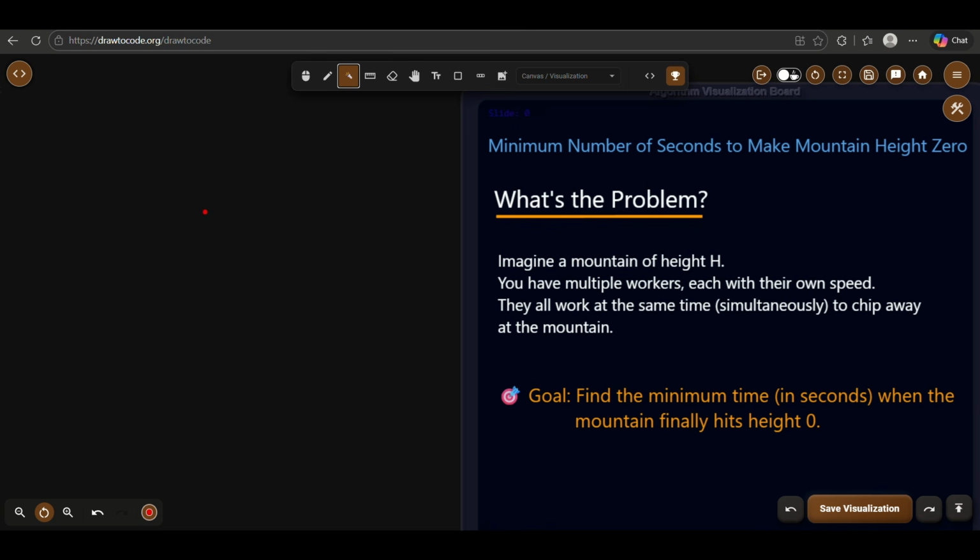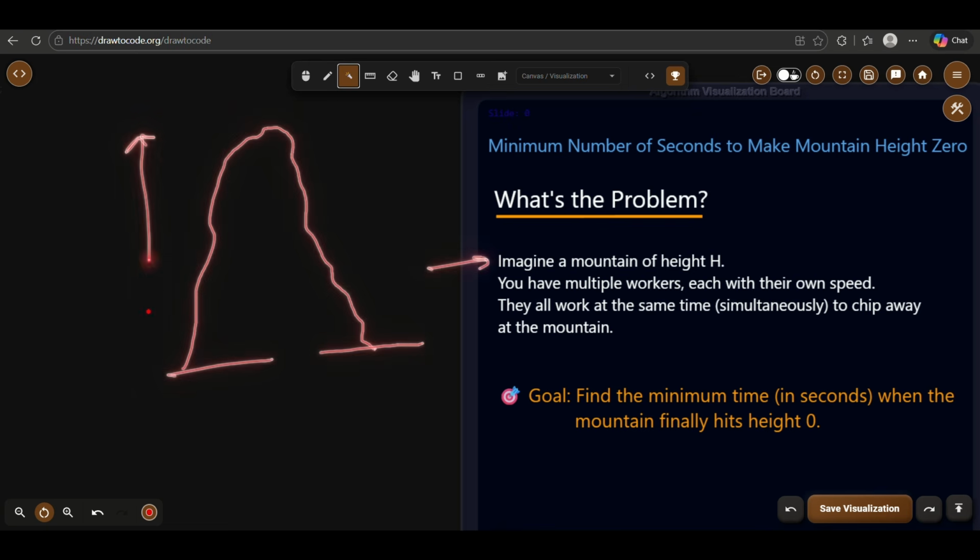Today we have one interesting coding problem from the LeetCode problem of the day, which is Minimum Number of Seconds to Make Mountain Height 0. So what is the problem? The problem is we are given one mountain and its height h.